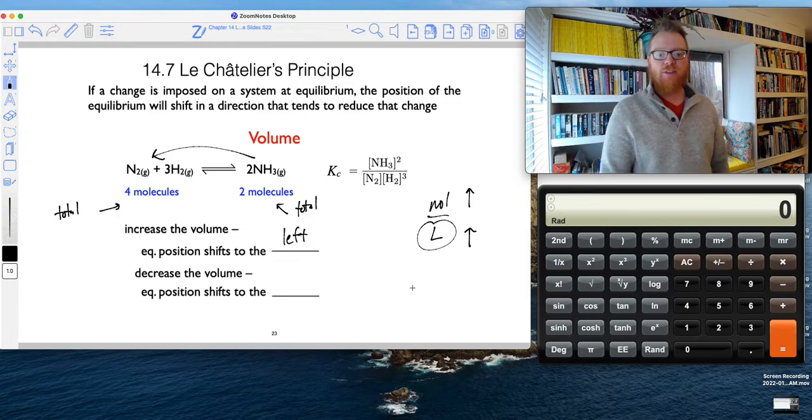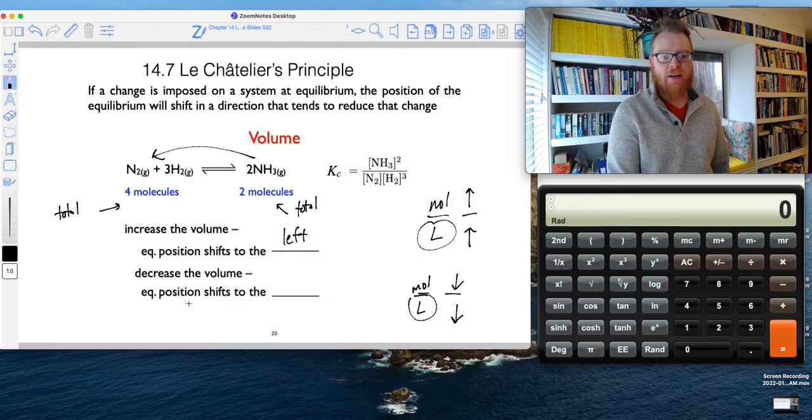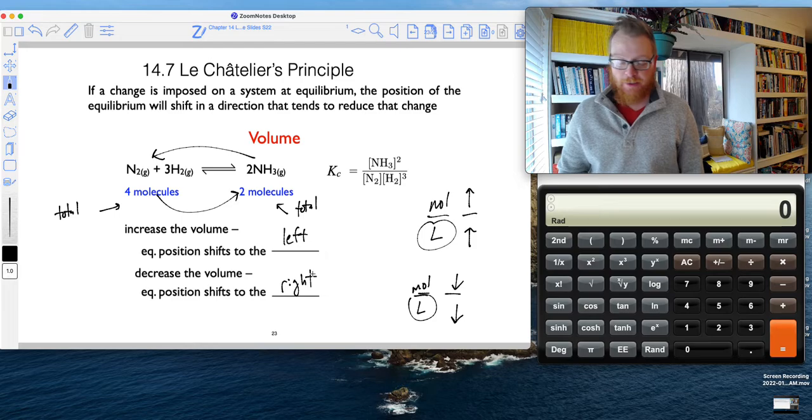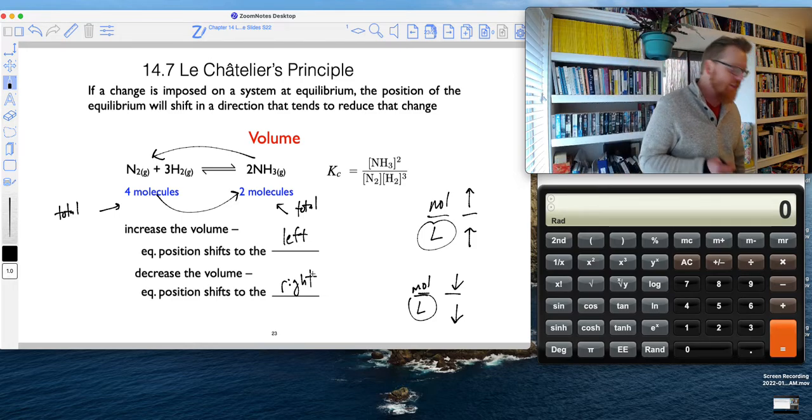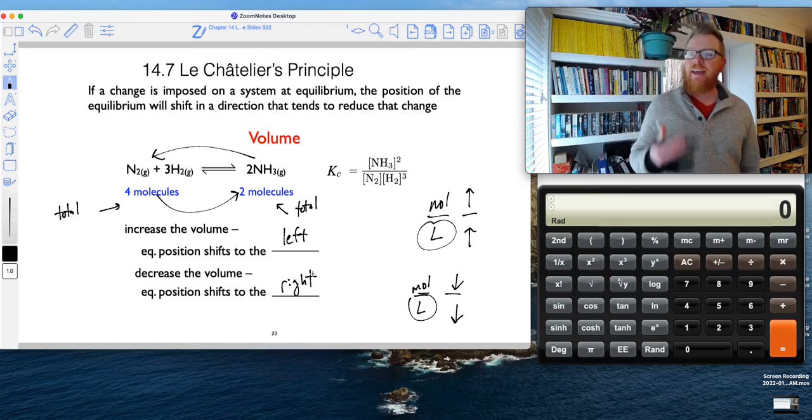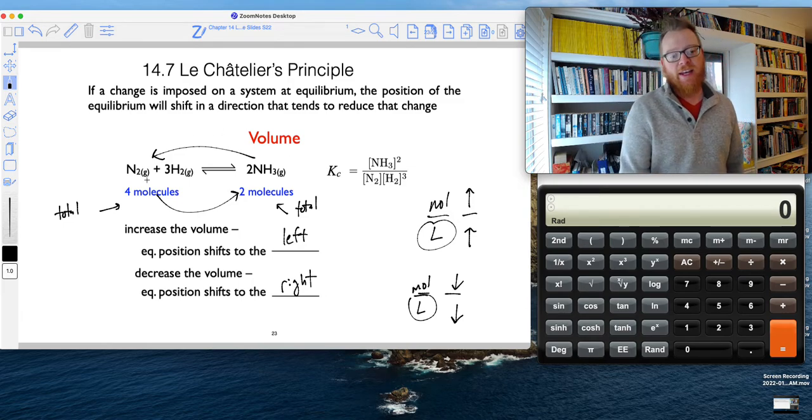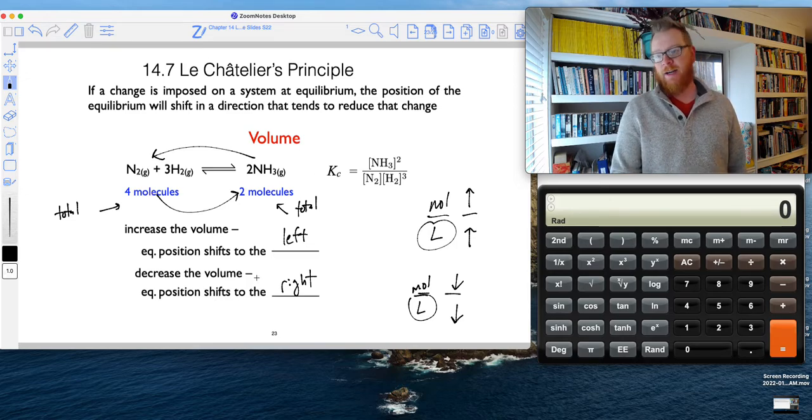Now similarly, if I decrease the volume in this reaction, that means I need to decrease the number of moles correspondingly. Because there are 2 molecules on the right side and 4 molecules on the left side, this decrease in volume is going to have to shift it to the right. Again, this is reaction specific. When we're thinking about these volume changes, we need to first consider the total number of moles, or the total number of molecules, on the corresponding side.